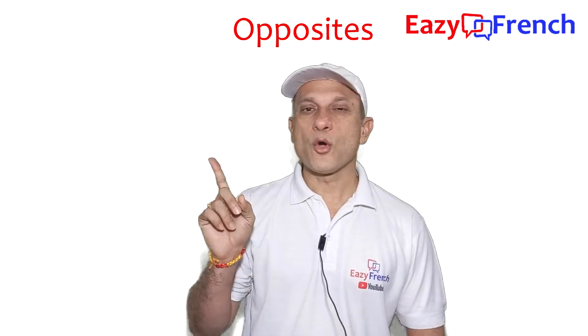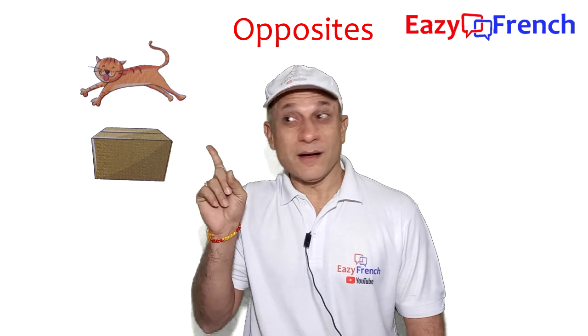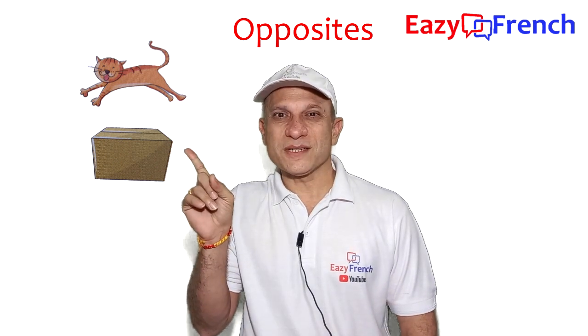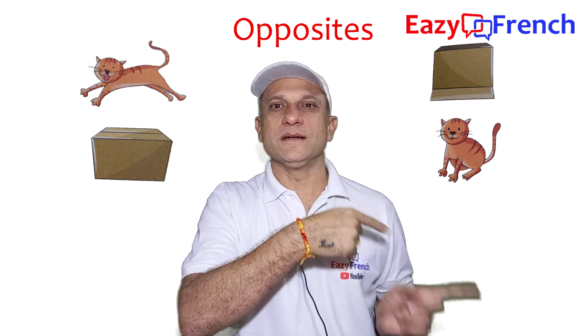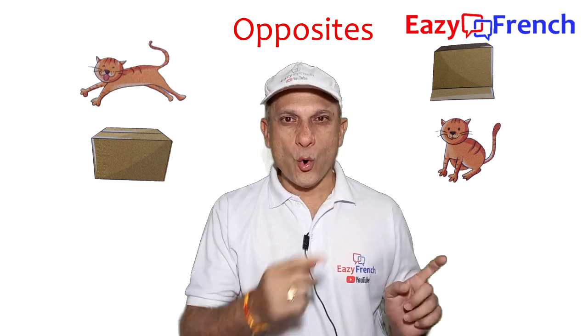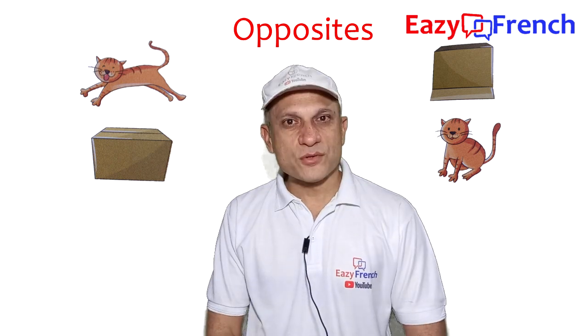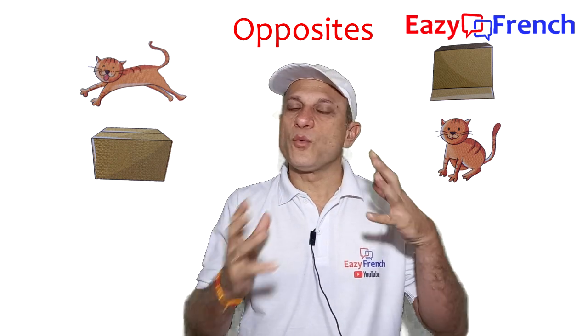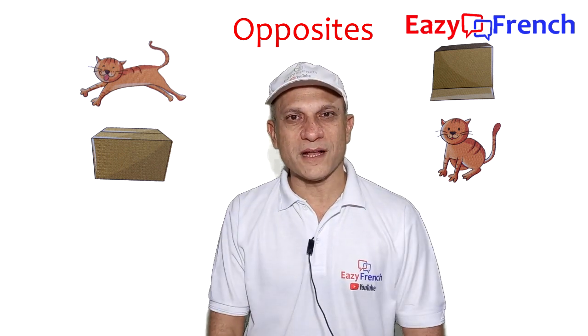Well, now that's au-dessus de, above. And what's the opposite? It's here. Au-dessous de, and that's below. So these are all the opposites of the prepositions. When you learn it, it's very easy to understand when we know all the opposites.